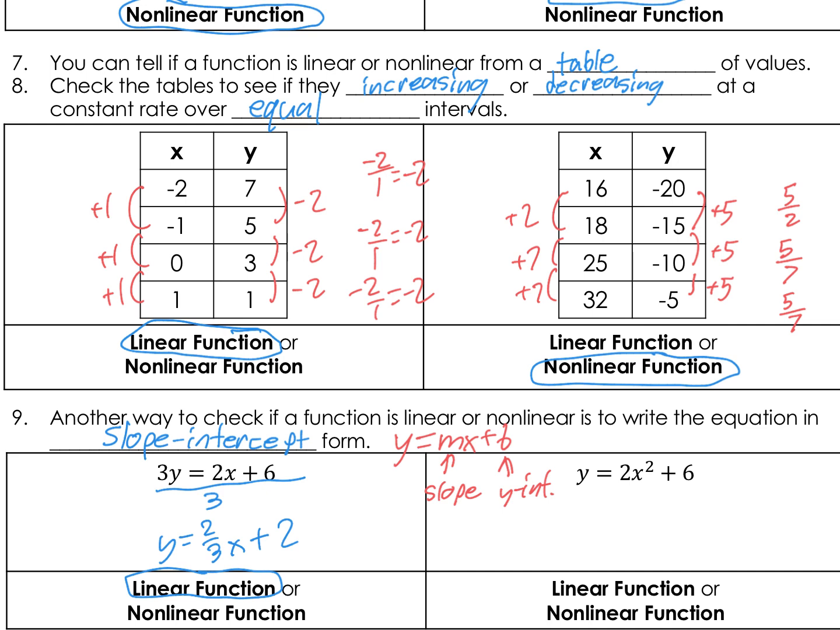The equation on the right says y equals 2x squared plus 6. Since we have x squared in the equation, the exponent on x is a number other than 1. It is impossible to put this equation in slope-intercept form, and thus we have a nonlinear function.